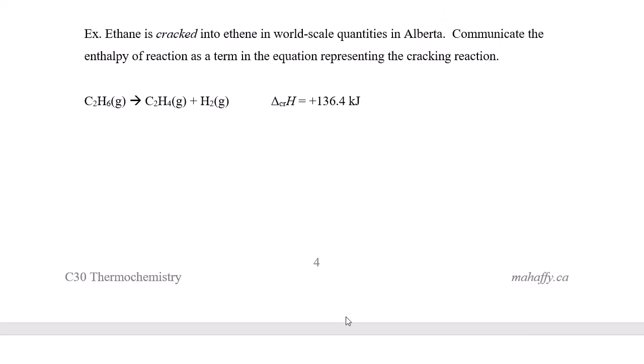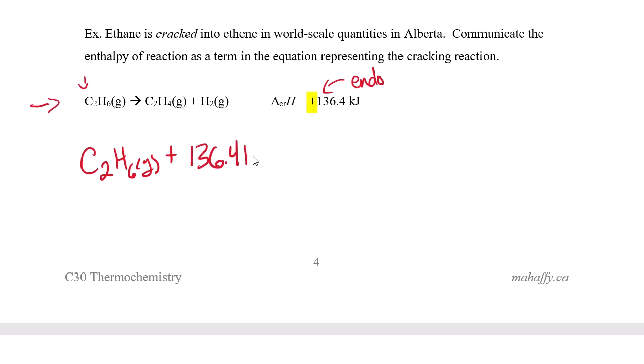So if we have a reaction like this and we want to turn it from this style, this is our method 2, where the enthalpy for a reaction is written, and we want to add it as a term, how do we do it? Well, the most important information here is the sign. We've got positive enthalpy. That means that it's endothermic. So that means the energy term has to go on the reactant side. So when we rewrite this, I have my ethane. It's going to require 136.4 kilojoules of energy. And when you do that, you get 1 mole of ethene and you get hydrogen.